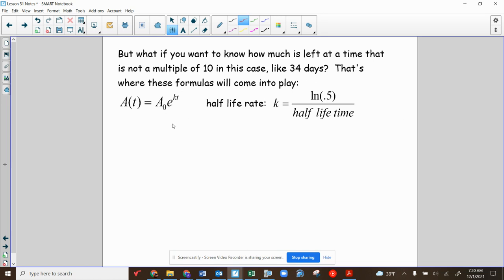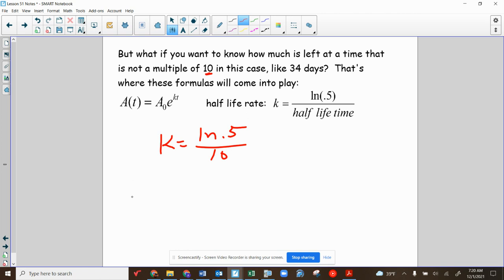So here's how this one's going to work. Your half-life rate is always going to be the natural log of 0.5 divided by the half-life time. So for this particular problem, because the half-life is 10, my half-life rate would end up being natural log of 1/2. You can either write 1/2 or 0.5, doesn't matter which one. I'm going to write 0.5 because I think it's a little easier. Divided by the amount of time, which in this case is 10. Make sure you're using the half-life time, not what the question is asking. All right, so in this case it would be 10.